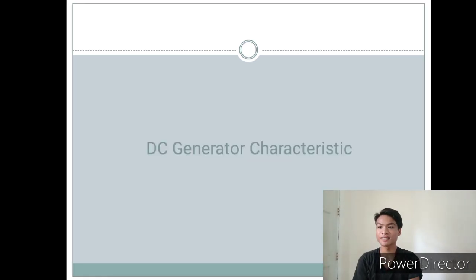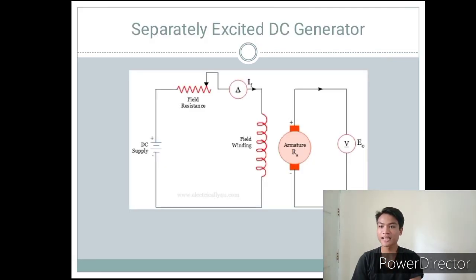Next naman na ating i-discuss is yung DC generator characteristic. Malalaman natin dito yung mga characteristic ng DC generators natin. Unahin na natin is yung separately excited.